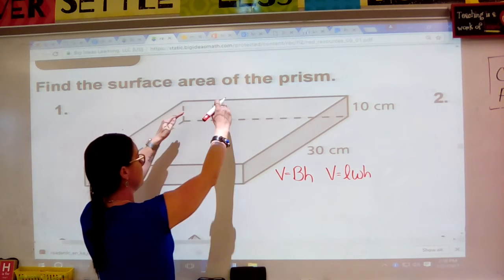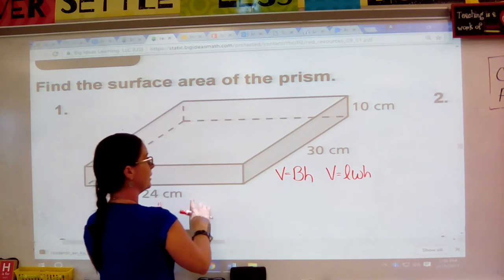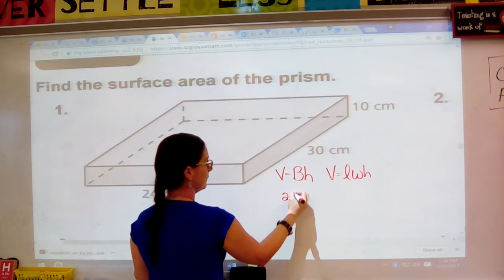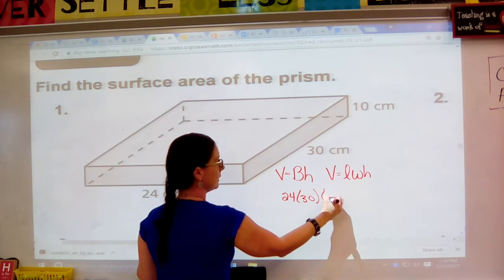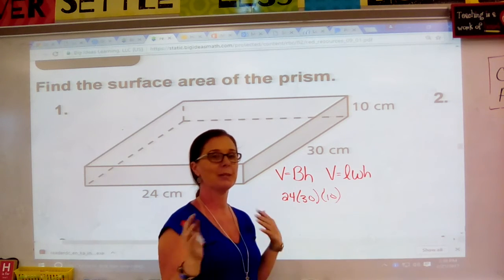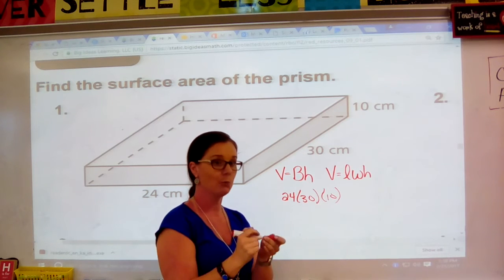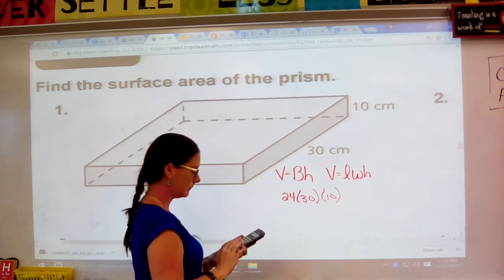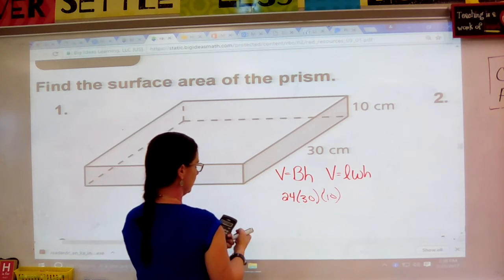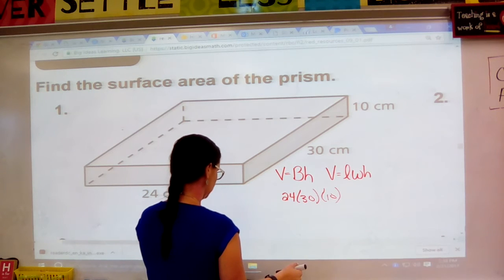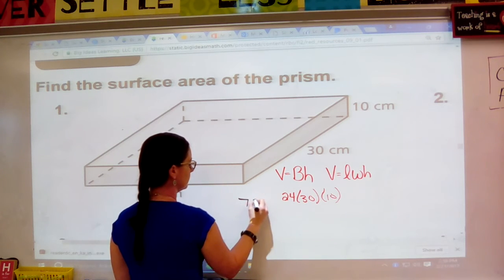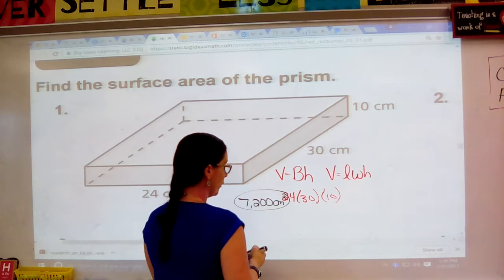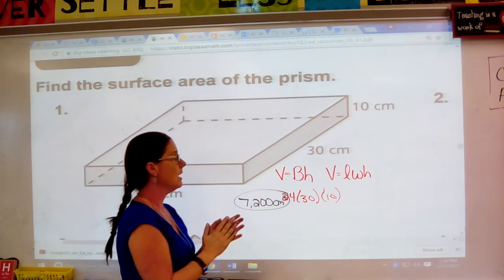If my base are these big ones, the top and the bottom, it would be 24 times 30 times my height of 10. The commutative property of multiplication says we can multiply those in any order, so it really doesn't matter what order you multiply them in. So my volume will be 7,200 centimeters cubed. Cubed because volume is always in cubic units.